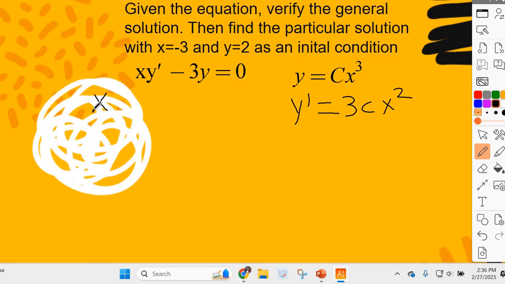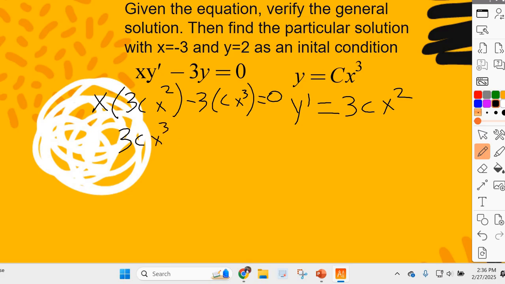If I have x's in my differential equation, they just stay x's. And then for my y, I plug in the original equation this time. Multiplying, we get 3cx squared times x gives us 3cx cubed minus 3cx cubed. Does that give us 0? Yes. So we verified it.